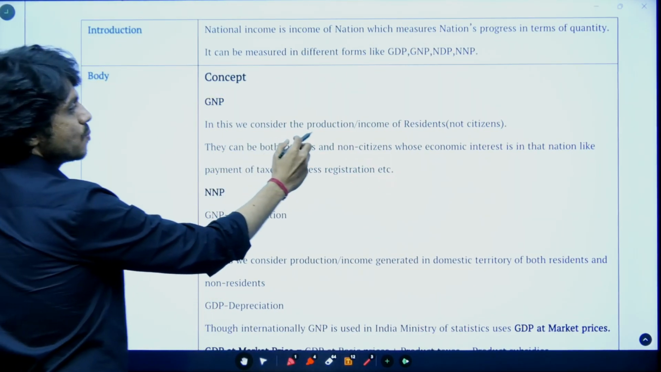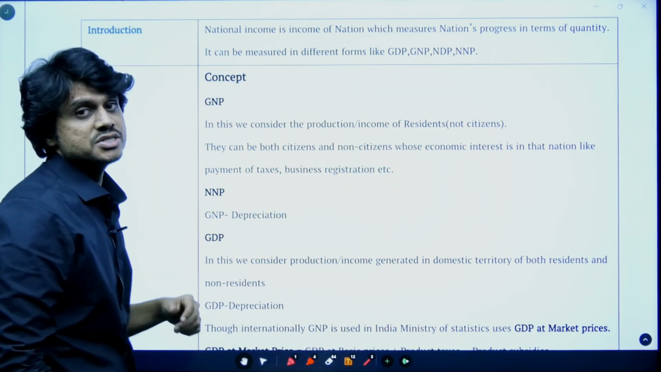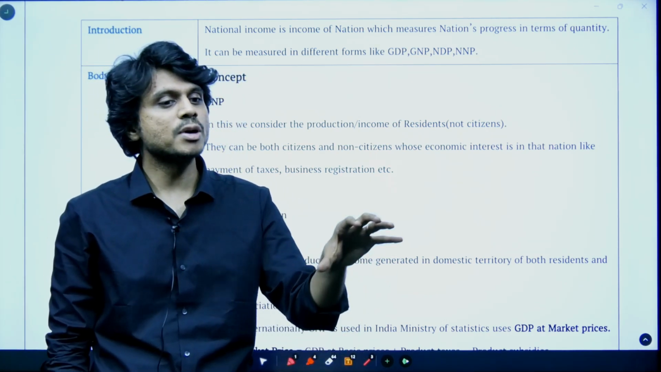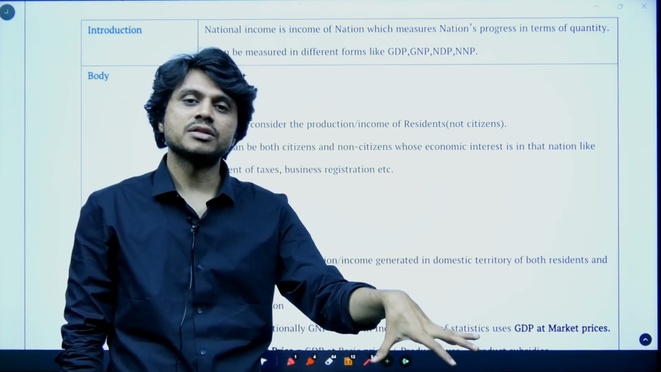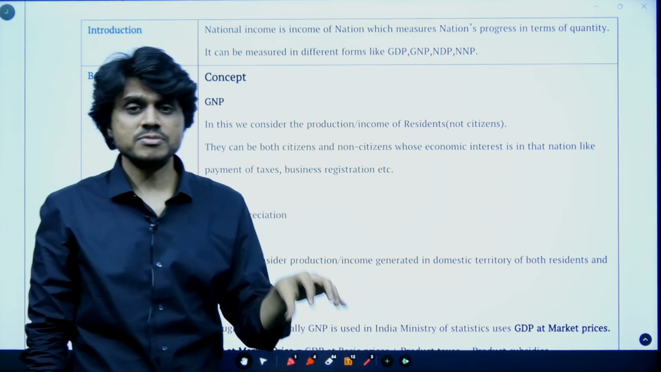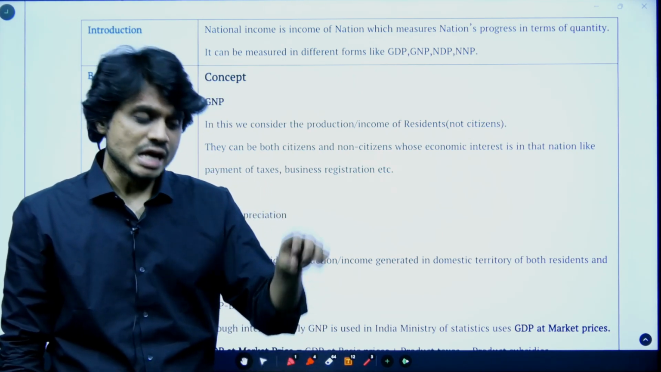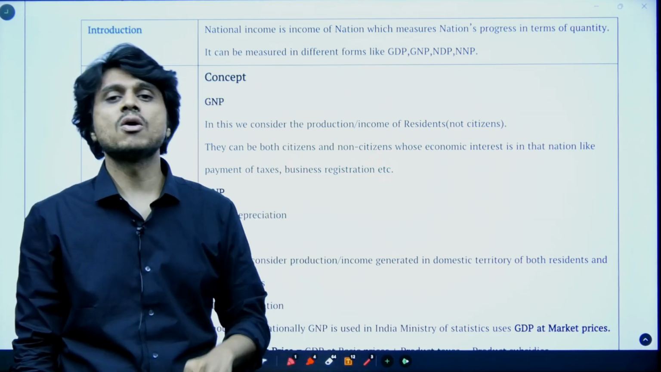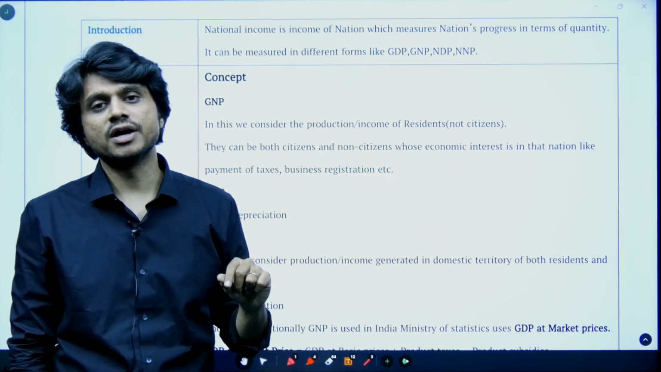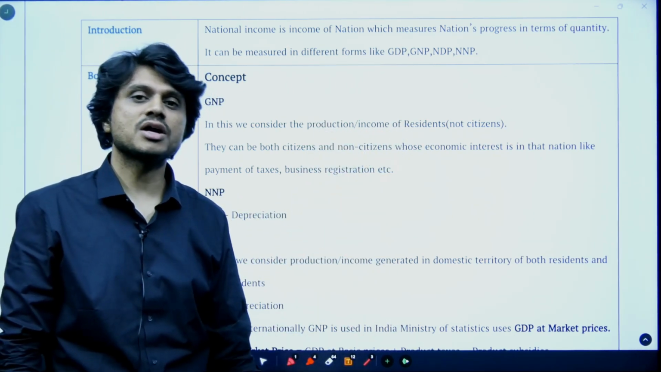In this we consider the production or income of the residents. This is not citizens. Now who are these residents? Residents are those people whose primary economic interest lies in that country. Let's say that person is doing some kind of job, and is paying some kind of tax. Let's assume that I'm not a citizen of India, but I'm staying here for more than 1 year. I'm paying tax here, I'm getting salary from here, and I have registered my company in India itself. I might be a non-citizen of India, but still I am a resident of India because I'm paying taxes here and my company is registered here.